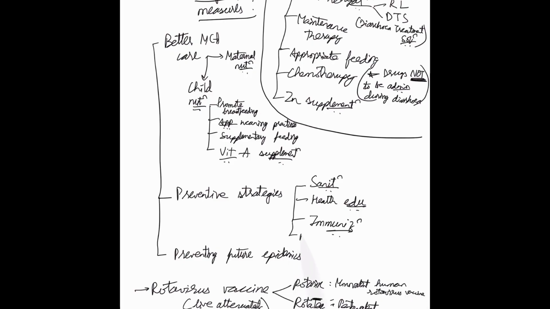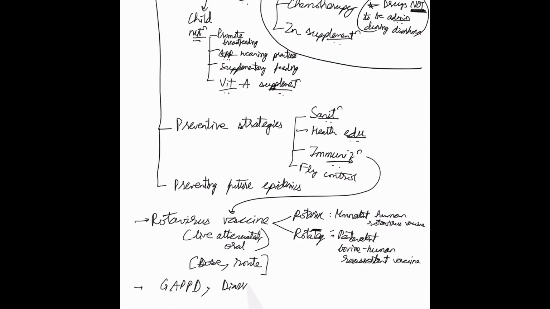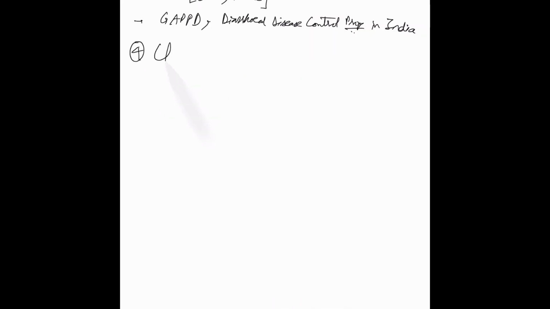Rotarix is a monovalent human rotaviral vaccine. Rotatec is a pentavalent bovine human reassortant vaccine. And there's a short note, it's not important, on GAPPD, a diarrheal disease control program in India.